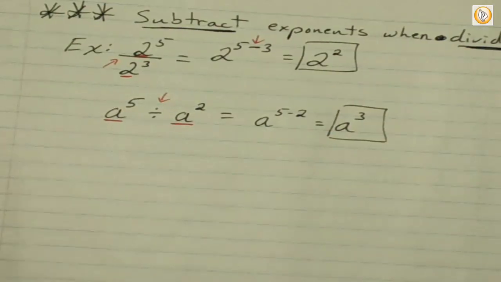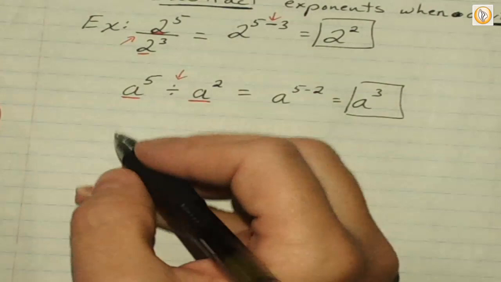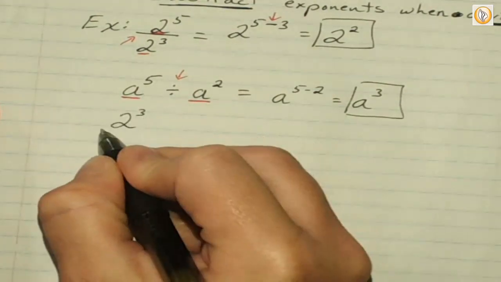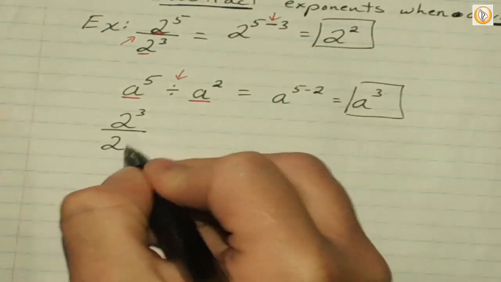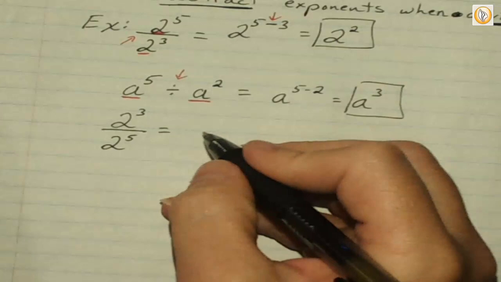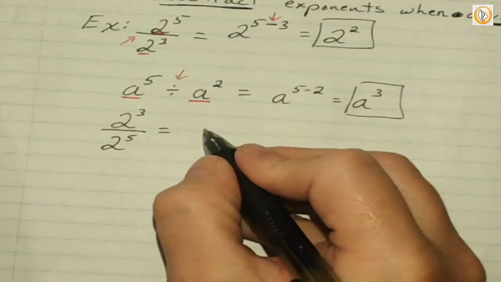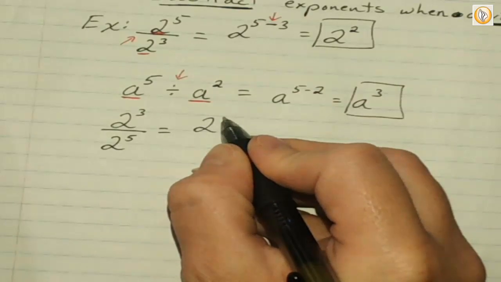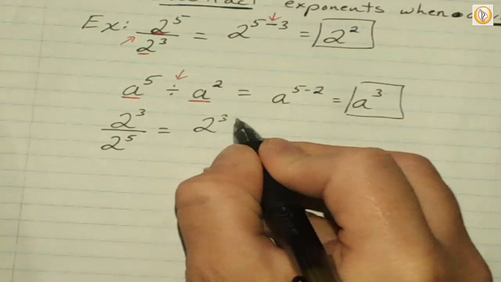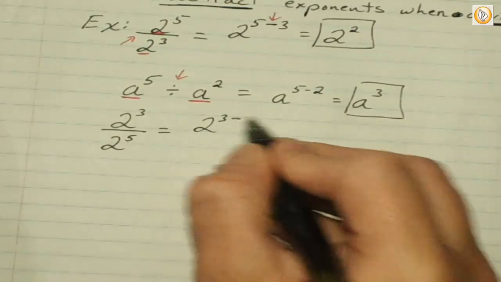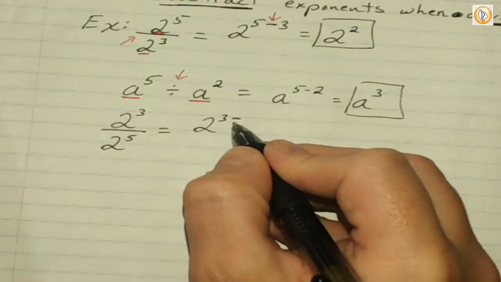All right. What if I have this? 2 to the 3rd power divided by 2 to the 5th power. Tanner, how would I write that? 2 cubed divided by 2 to the 5th. Divided by? Subtracted. Say 3 minus 5.